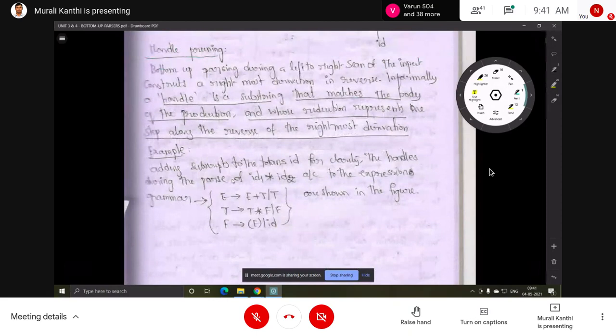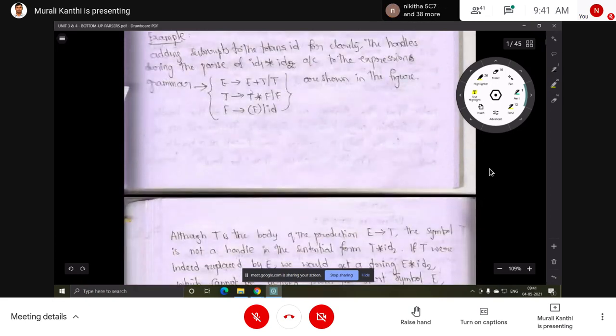Here is one more example, adding subscripts to the token id for clarity. The handle during the parse of id1 * id2 according to the expression grammar. This is the grammar, you know that grammar. E implies E + T or T. T implies T * F or F. F implies (E) or id. So these are the symbols, and these are the productions in the grammar.